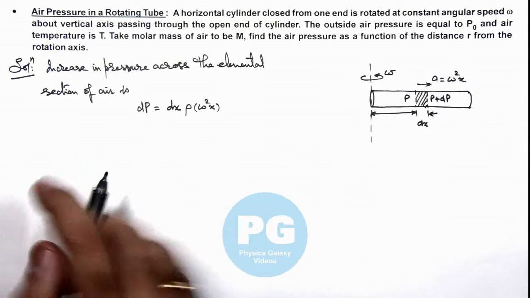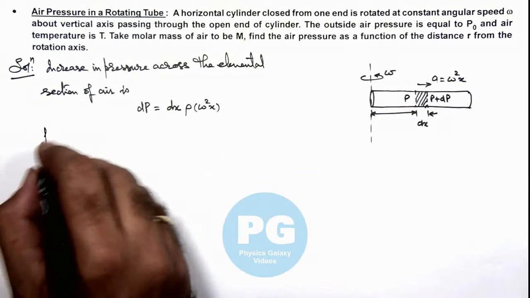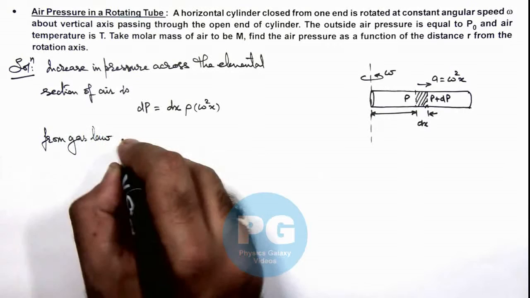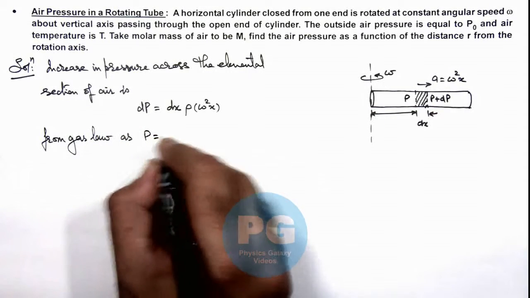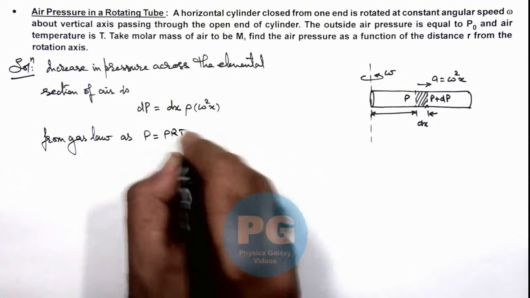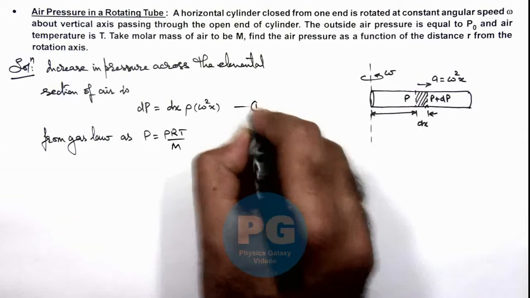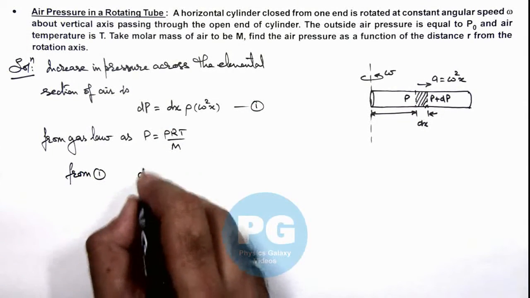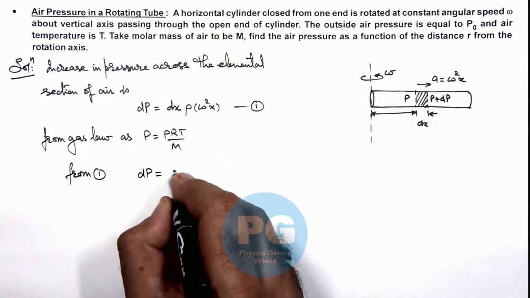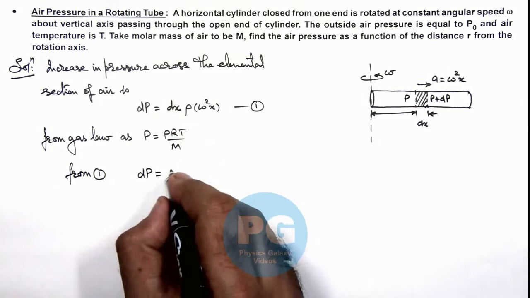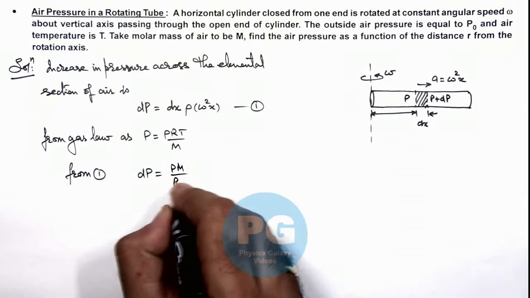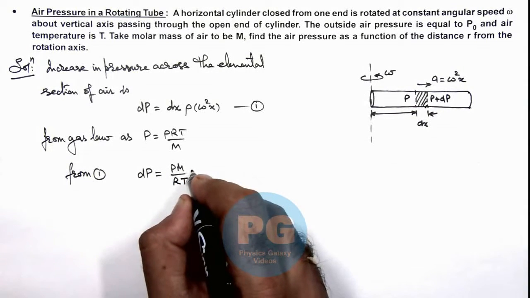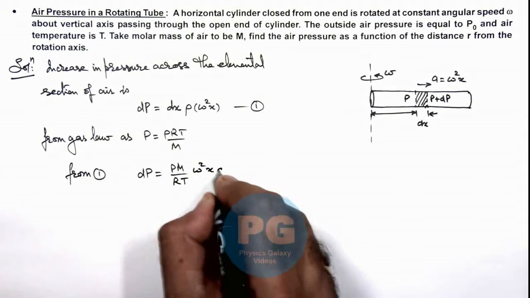So here we can also write from the gas law, P is equal to rho RT by M. From this first equation, equation 1, we can write dP is equal to, this rho we can write as PM by RT, multiplied by omega square x dx.